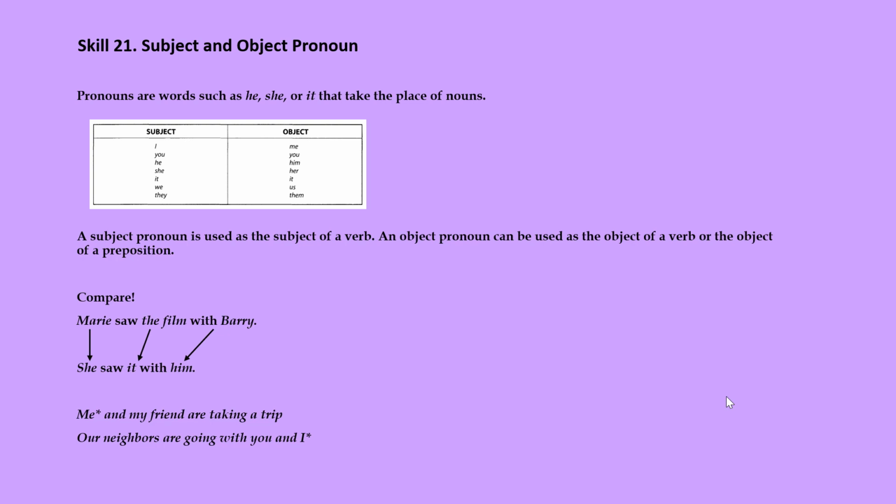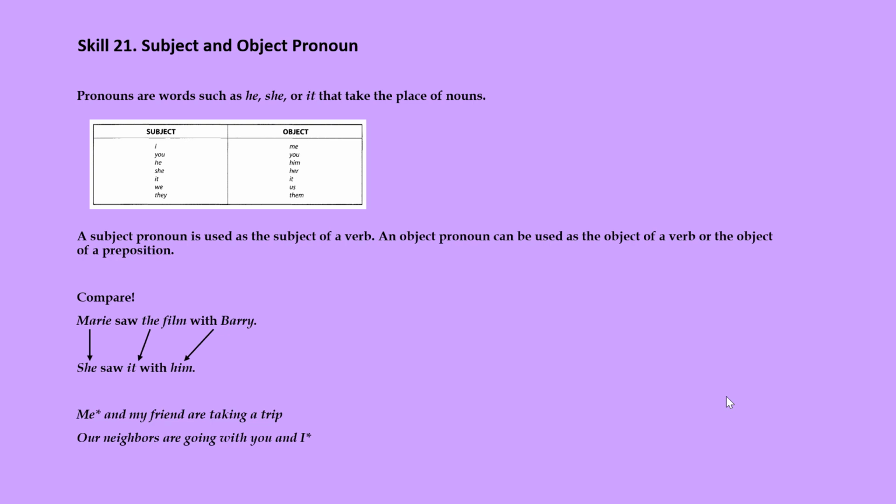Pronouns are words such as he, she, or it that take the place of nouns. Have a look at the subject pronoun and the object pronoun. For the subject pronoun, there are I, you, he, she, it, we, and they. For object pronoun, they are me, you, him, her, it, us, and them.